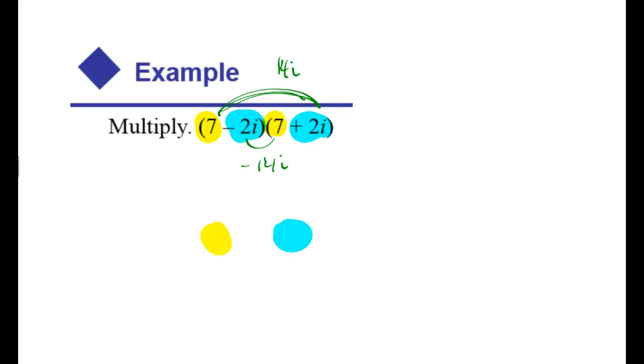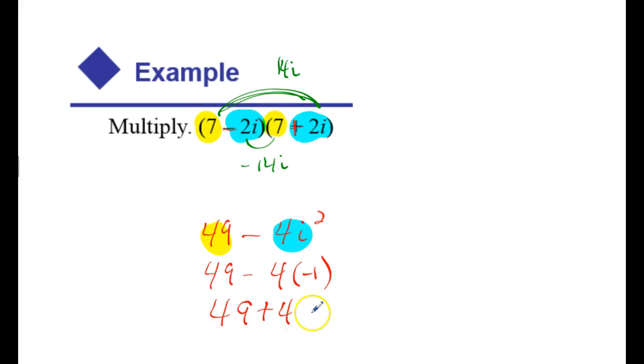So the first terms is easy. 7 times 7, 49. The last term is a little bit harder because it's negative times positive. 2 times 2 is 4, but then I have an i times i, or i squared. Well, that's really 49 minus 4 times negative 1, which is really 49 plus 4, which of course equals 53.